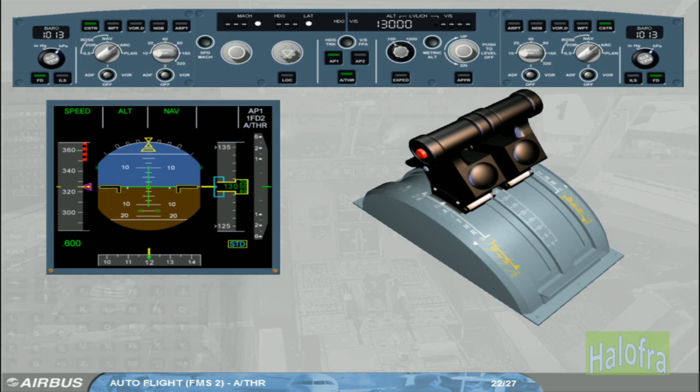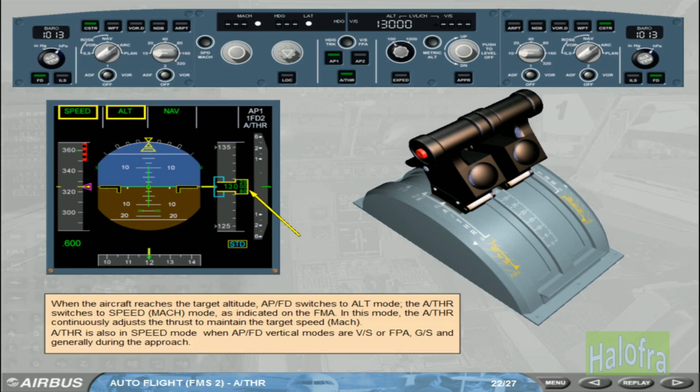When the aircraft reaches the target altitude, the autopilot flight director switches to altitude mode. The autothrust switches to SPEED or MACH mode, as indicated on the FMA. In this mode, the autothrust continuously adjusts the thrust to maintain the target speed or Mach. Autothrust is also in speed mode when autopilot flight director vertical modes are vertical speed or flight path angle, or G/S, and generally during the approach.